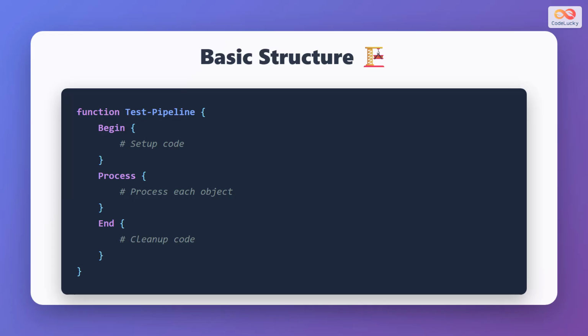Let's look at the basic structure of a pipeline function. You start by declaring your function with the function keyword, followed by the function name. Inside the function body, you define three blocks: begin, process, and end. Each block contains its own set of curly braces. The begin block holds your setup code, the process block contains the logic to process each object, and the end block includes your cleanup code. This structure gives you complete control over the pipeline execution lifecycle.